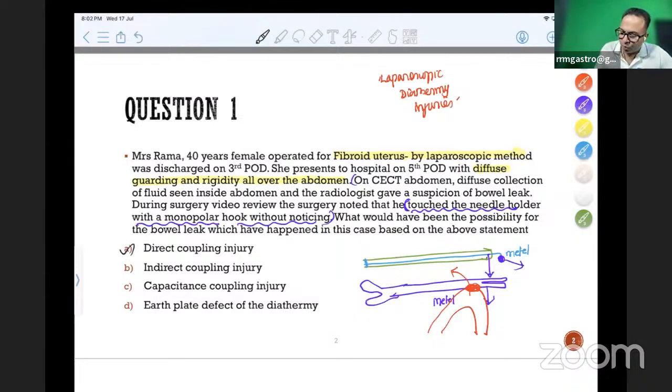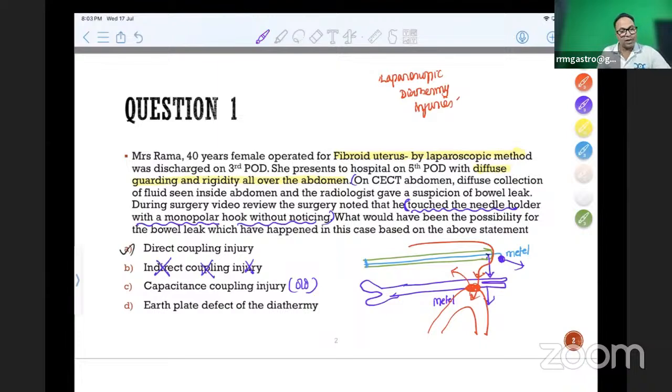It is an injury due to a metal instrument being touched by a diathermy without our knowledge. The current has come from this hook to the needle holder, and from the needle holder to the bowel. The bowel got burnt. So the patient comes to you after 3 or 4 days with peritonitis. That's a classical question. Direct coupling injury. There is no such injury called indirect coupling injury. There was one old injury known as capacitance coupling injury. It is no more seen.